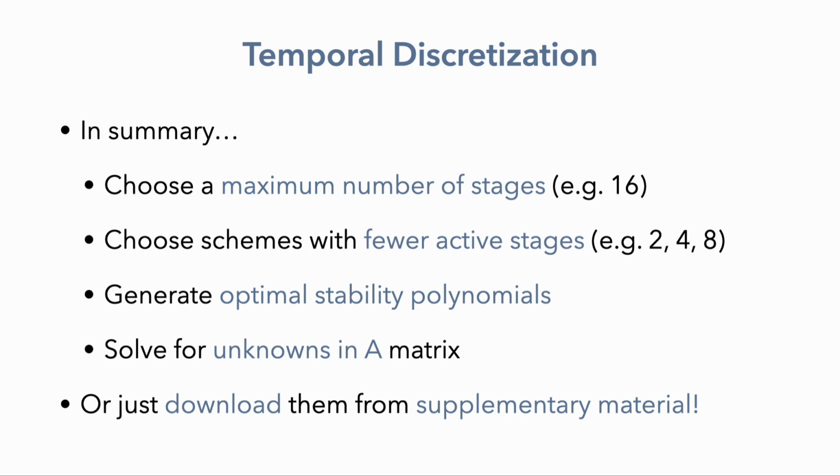Now you've got your butcher tableaus with the corresponding numbers of active stages. You generate your optimal stability polynomials, and then you solve for the unknowns in the A matrix. So you can do these 4 steps yourself, or as I mentioned, you can just download the butcher tableaus from the supplementary material in our papers. So we've done all of this work for you. All you have to do is download the A, B, and C terms.